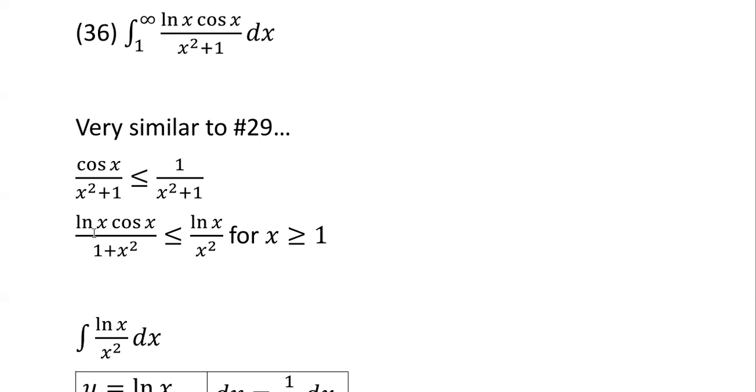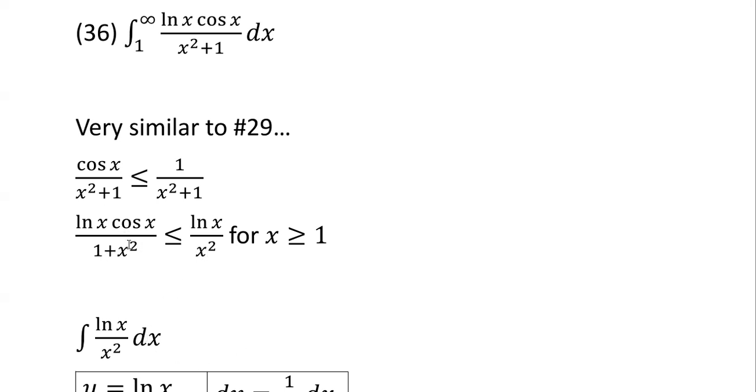Now just multiply ln x on both sides. So there's that aspect. I should have written one more step, but pretend there's a plus 1 here first. But this is also less than or equal to ln x over x squared, because if it's x squared plus 1, that's even smaller.